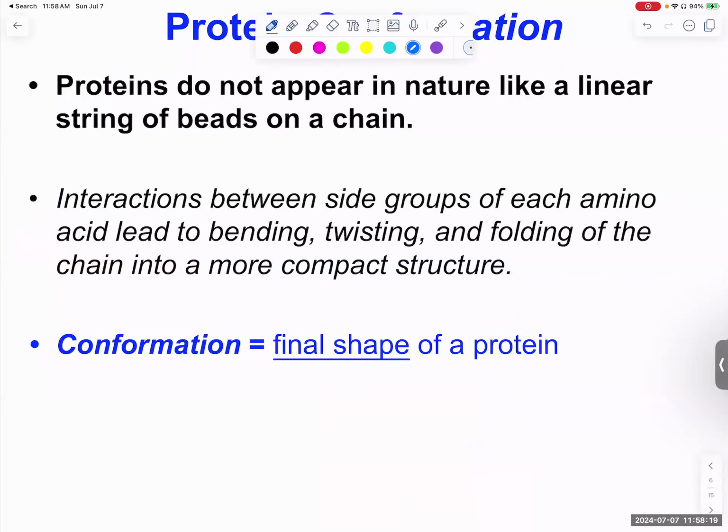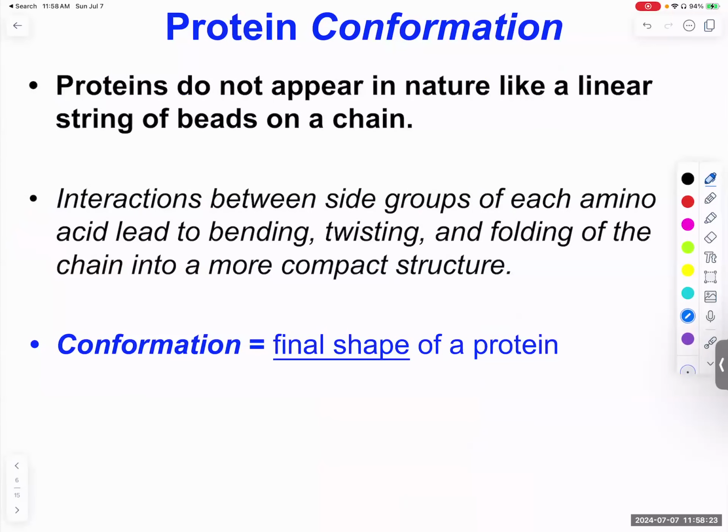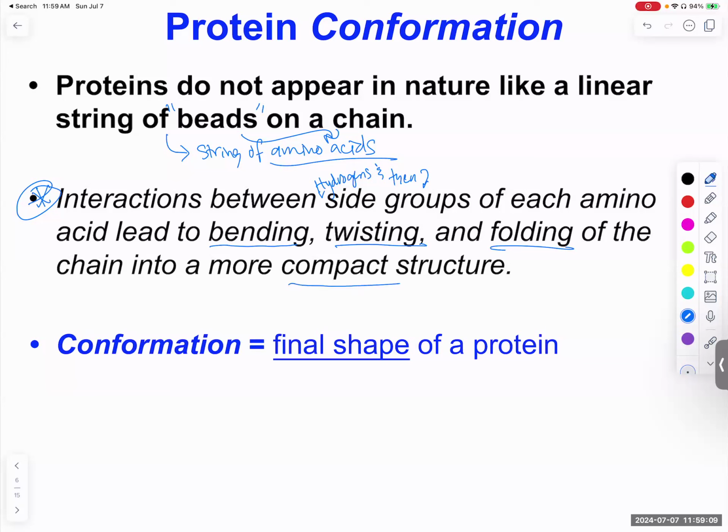Now, proteins in nature don't appear like a linear string of beads. And this linear string of beads is akin to just a string of amino acids. Those are the beads, right? Beads are the amino acids. What happens is as these amino acids get connected together with peptide bonds, they start to have interactions between the side groups and as well as the hydrogens. So I would say between the hydrogens and then the side groups. And so this makes the protein kind of bend, twist, and fold into a more compact structure.